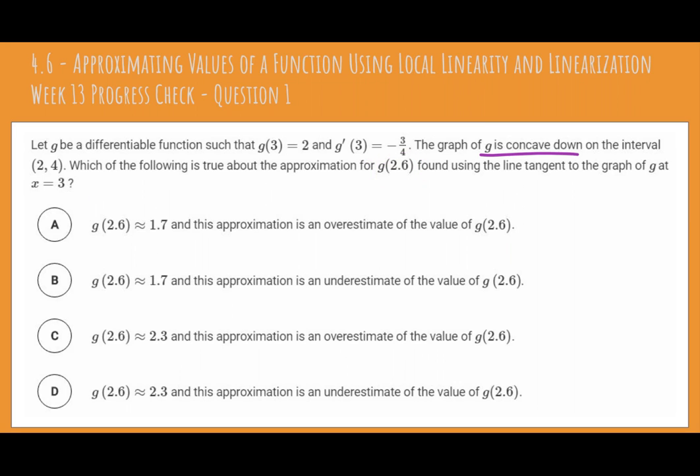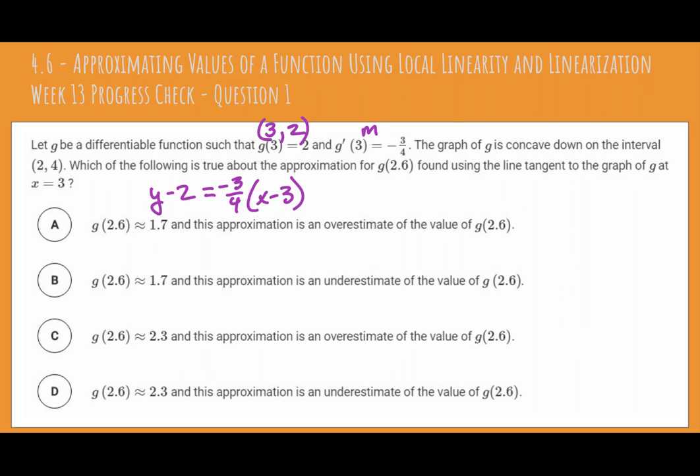So first thing we're going to do is write the equation of the tangent line. So we have a point here. This is going to be the point (3, 2). So that's a point on the graph of g, but it's also going to be the point of tangency, so it's going to be on our tangent line. And then this derivative here is going to give us the slope at that point. So in point slope form, we have y minus 2 equals negative 3/4 times (x minus 3). And so that equation is going to be the equation of the line tangent to the curve.